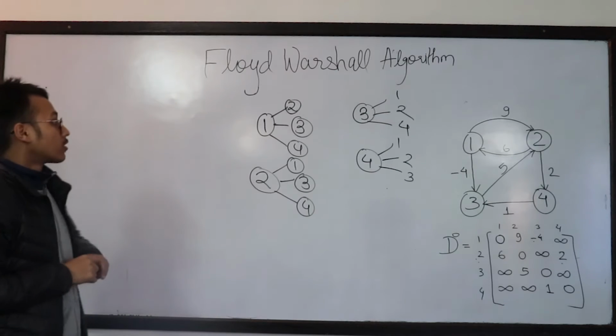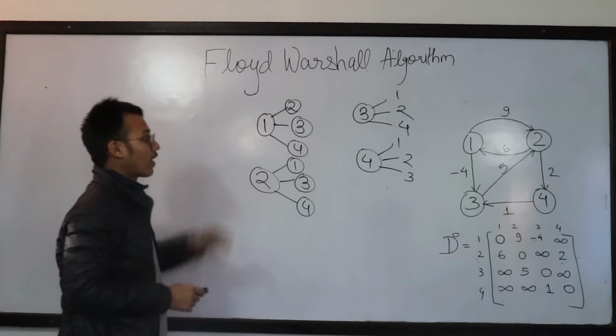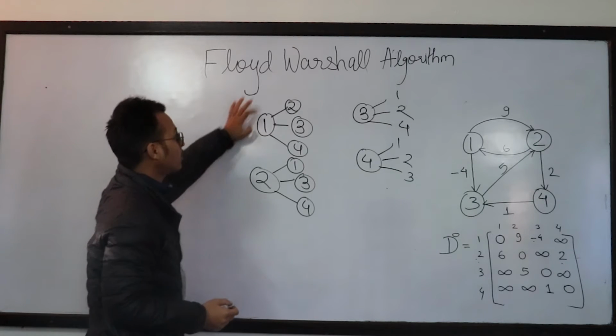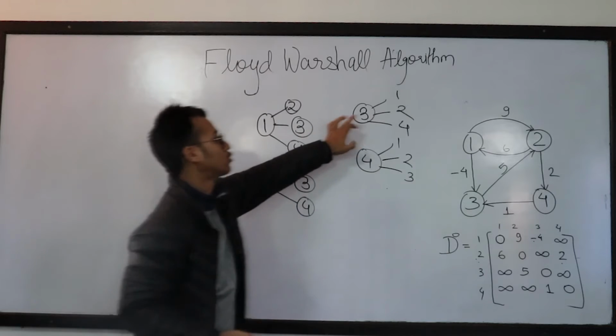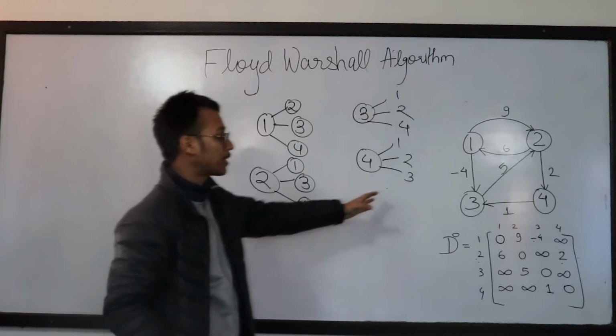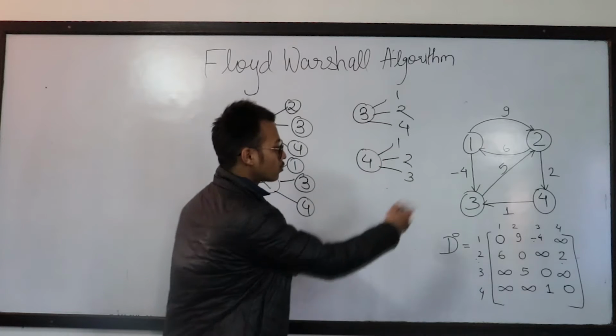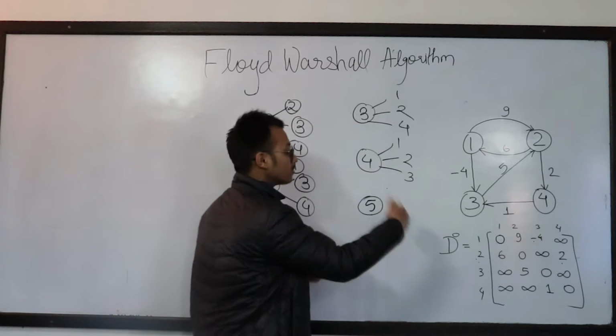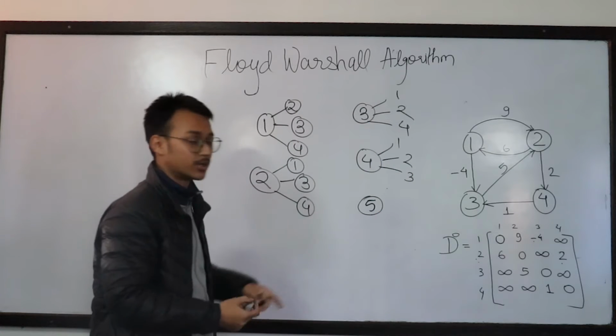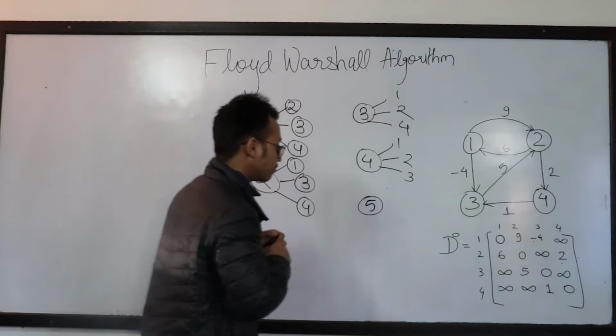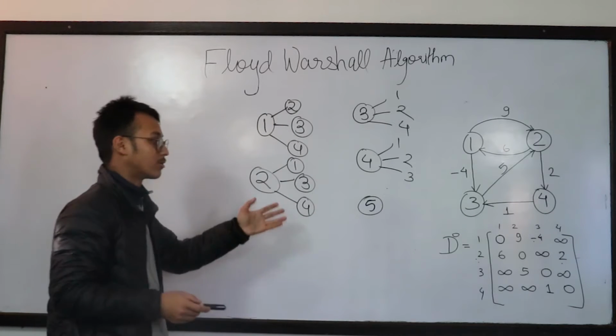So, the main aim of this algorithm is to find the shortest distance from 1 to other nodes, 2 to other nodes, 3 to other nodes, and 4 to other nodes. If there are, let's say, 5 nodes, we need to go up to node 5 and solve this n number of times. Basically, my point is we need to solve this n number of times.